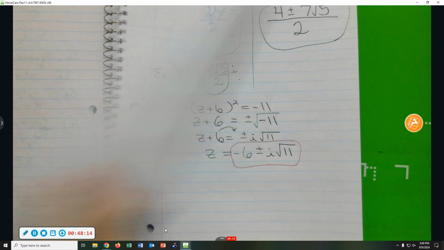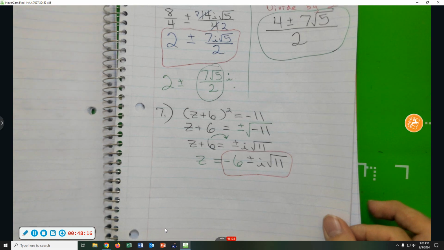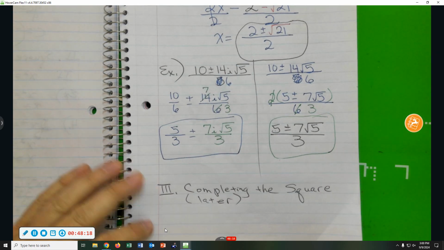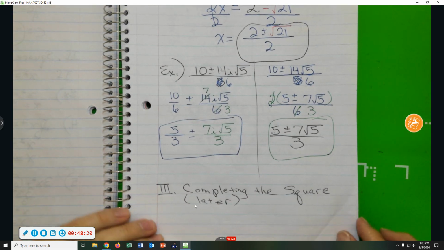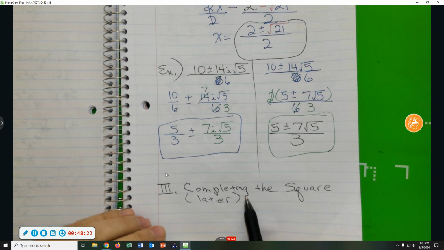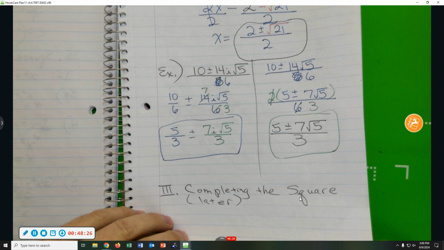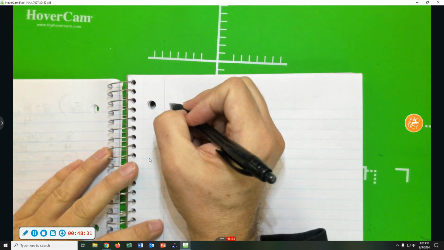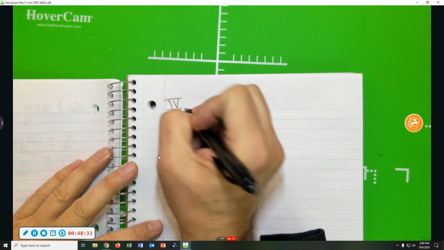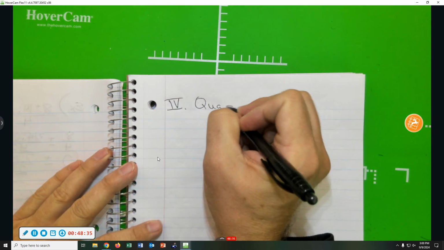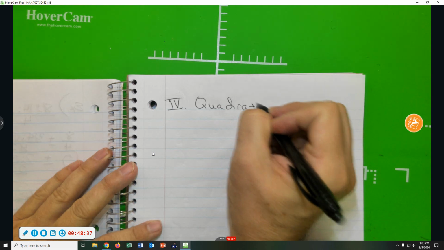So Roman numeral 4. What happened? Oh, I wrote it too soon, didn't I? Oh, okay. Roman numeral 3, completing the square, we'll see later. We are moving on to Roman numeral 4, the quadratic formula. The quadratic formula will solve any quadratic equation.